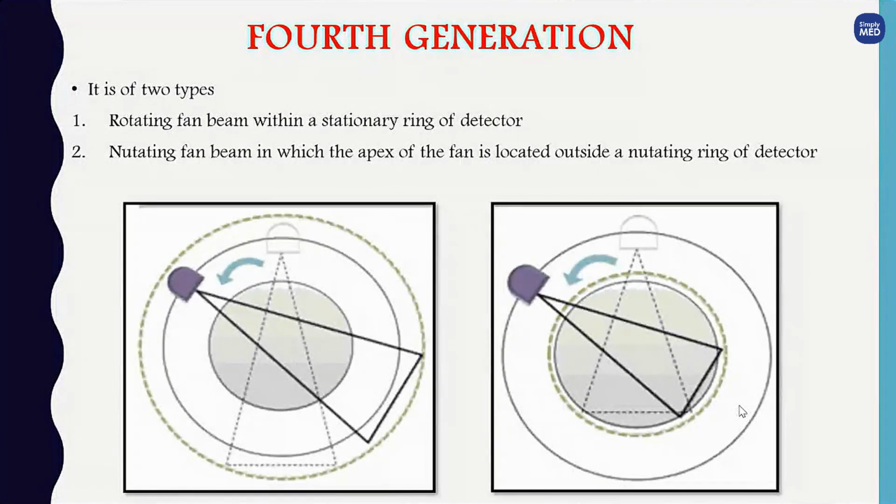So now going to the fourth generation. In the fourth generation, we have two types. One is a rotating fan beam within a stationary ring of detectors, and the second one is a nutating fan beam with the apex of the fan located outside a nutating ring detector. So here, rotating fan beam within a stationary ring of detectors. So this is your detector. This line is the detector. So what happened? There will be an X-ray tube inside. So when it moves, the detector will get the signal. Whereas in the nutating fan beam, the X-ray tube is outside the ring of detectors.